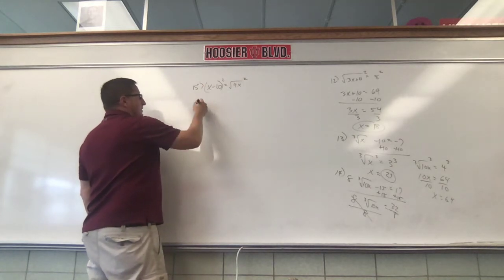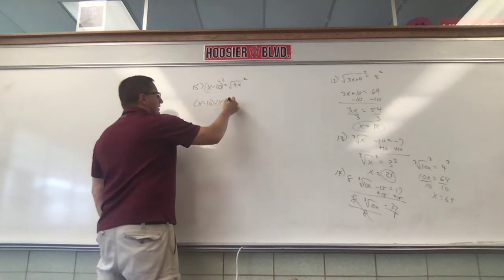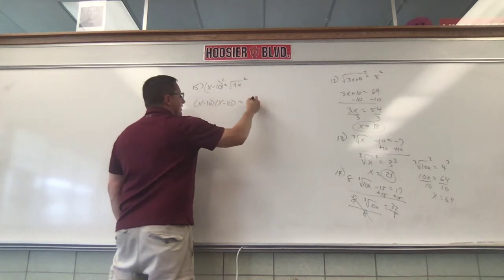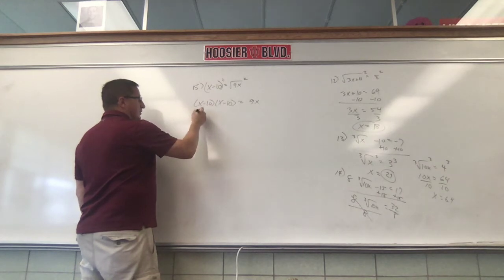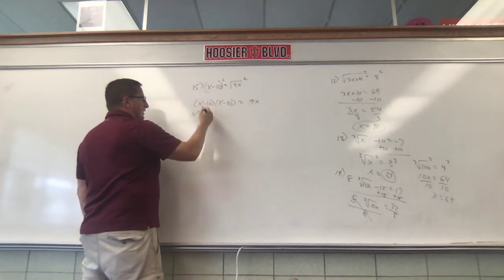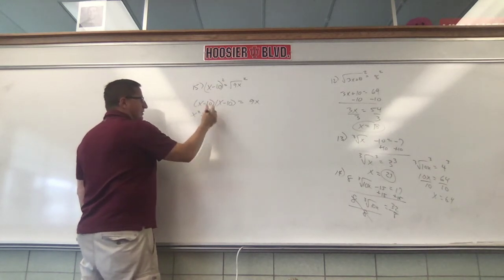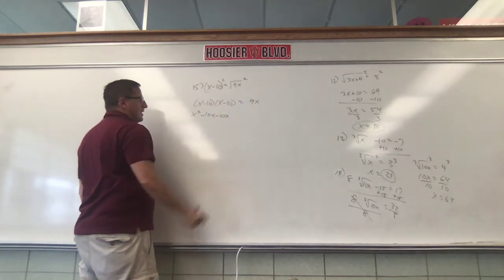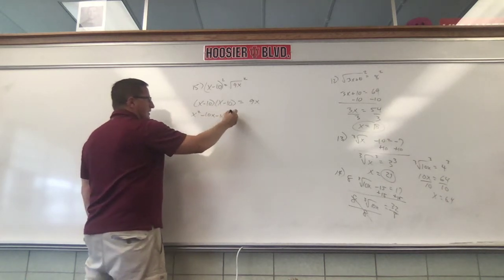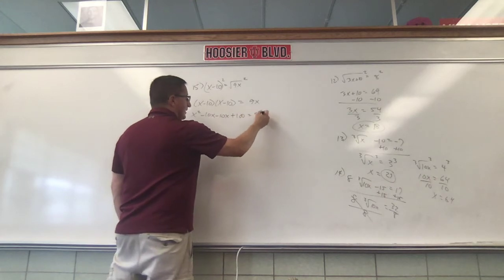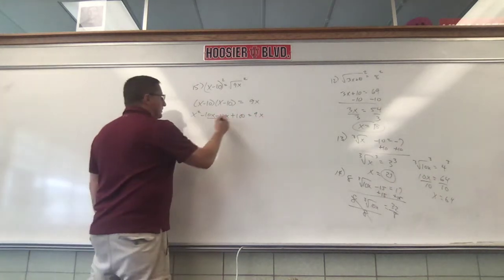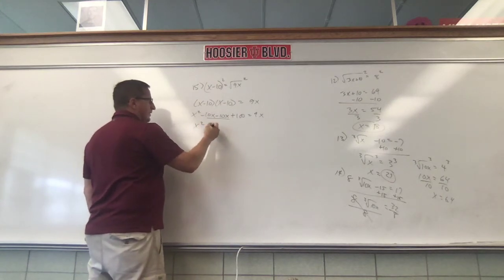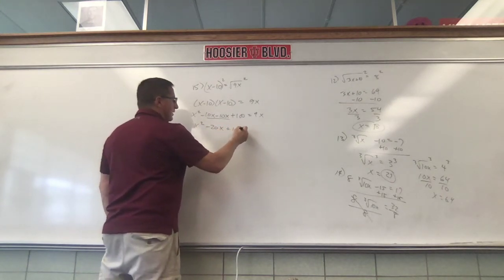x minus 10 squared means x minus 10 times x minus 10 equals, these cancel, we're left with 9x. FOIL this out. First terms are x times x, that's x squared. Outers are x times negative 10, that's a negative 10x. My inners are also negative 10 times x. My last is negative 10 times negative 10, which is a positive 100, equals 9x. Okay, I'm going to combine like terms here. So we have x squared, negative 20x plus 100 equals 9x.